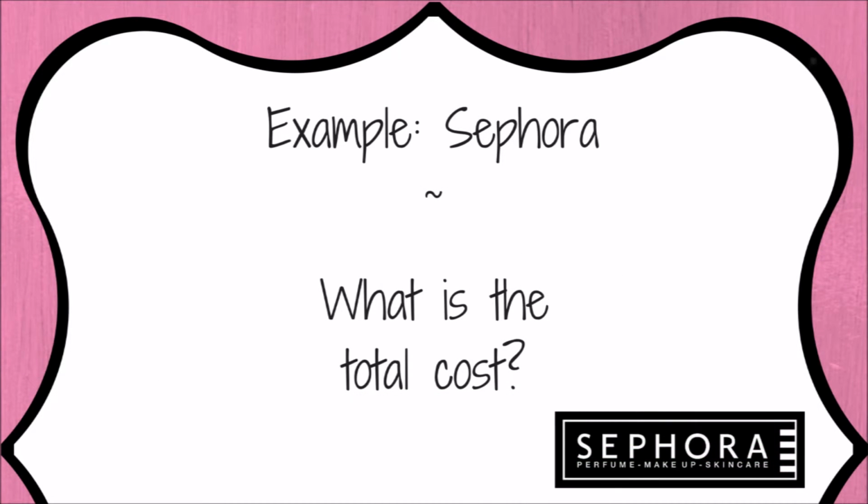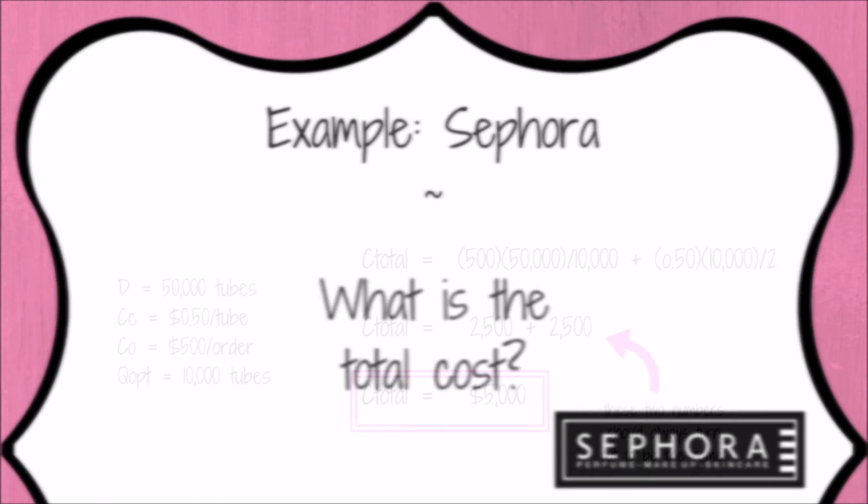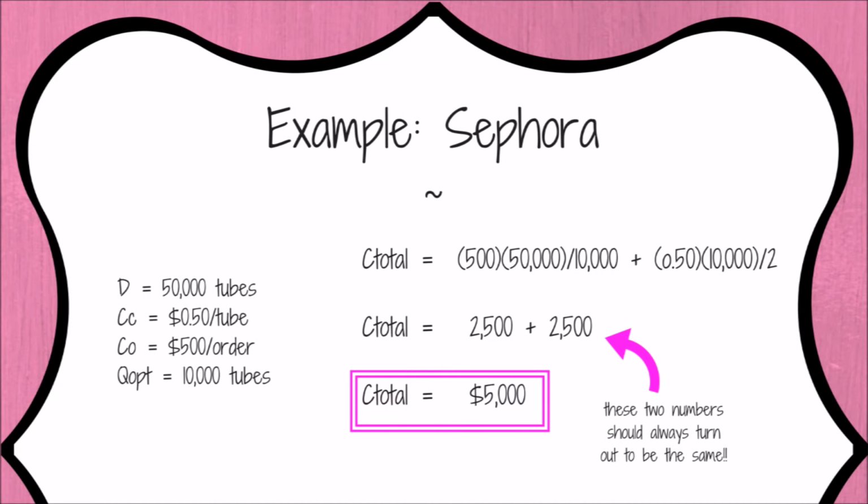Now we need to find the total cost. This is also just a matter of plugging in numbers into a formula. Now that we've found the order quantity, which is 10,000, we can solve this rather easily. Now, remember that in order to find total cost, you just have to multiply the ordering cost by demand and divide that by order quantity. So what we do here is just multiply 500 by 50,000 and divide that by 10,000. Then we add that to 0.5 times 10,000 divided by 2.